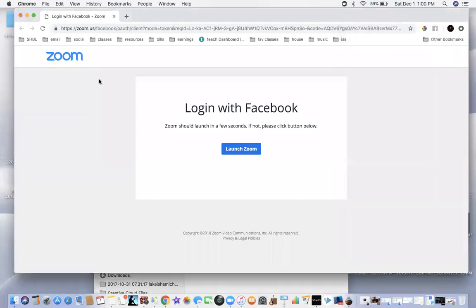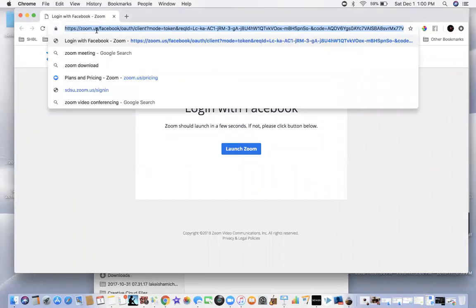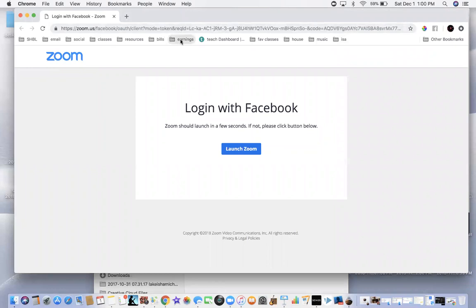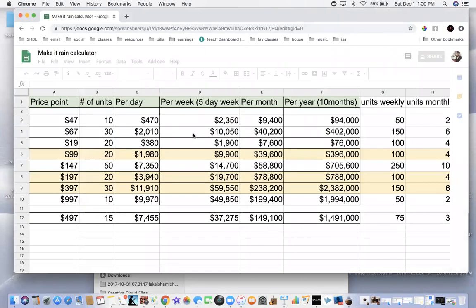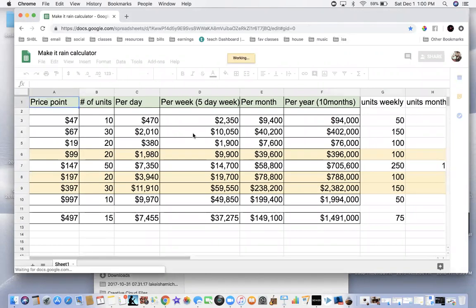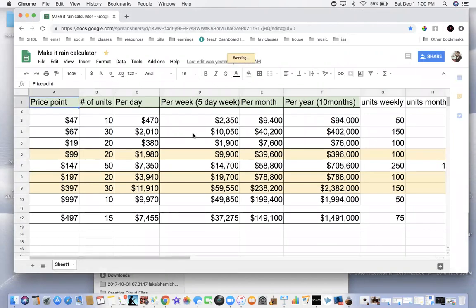A great question came in about my profit. What is it called? Earnings. My Make It Rain calculator. I always have this, guys. This is something I made for myself. It had no other intention except for me to play with numbers. I love possibility.